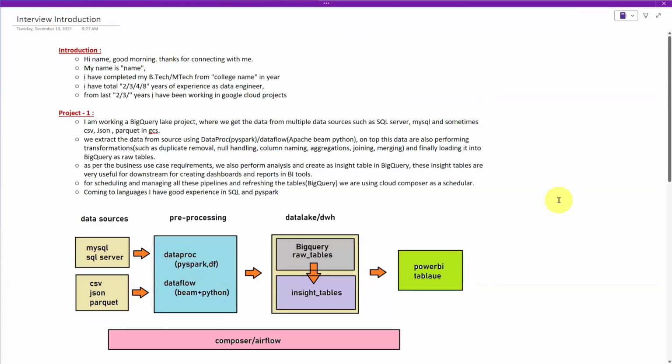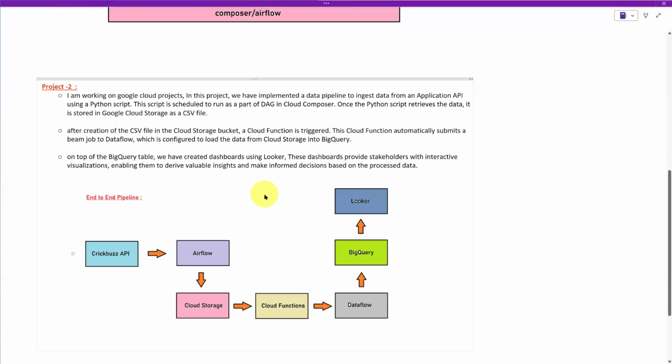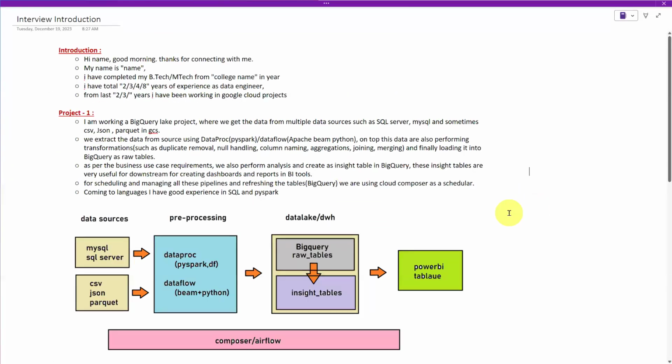It is like this. If you go for an interview, right? I'm working on a BigQuery Lake project where we get the data from multiple data sources such as SQL Server, MySQL, and sometimes CSV, JSON, Parquet. We extract the data from that. So this is written in such a way that you can just read it in the interview also, so this is how the project 1 explanation and project 2 explanation work. Okay, the same thing you can tell in the interview.